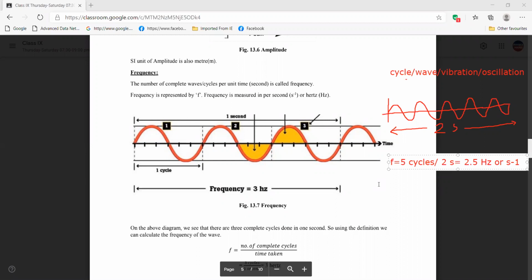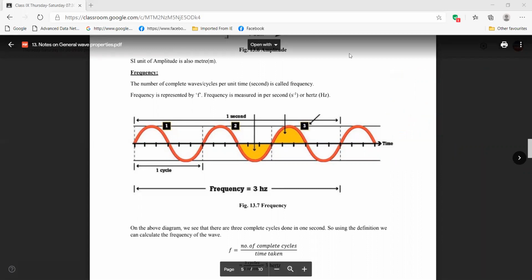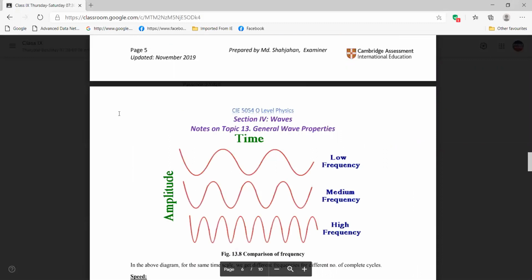So in one complete wave, how many amplitudes are there? Two amplitudes. For one crest we have one amplitude and for one trough we have another, right? So we are done with amplitude and frequency now. Very good. Now we are going to the next one.